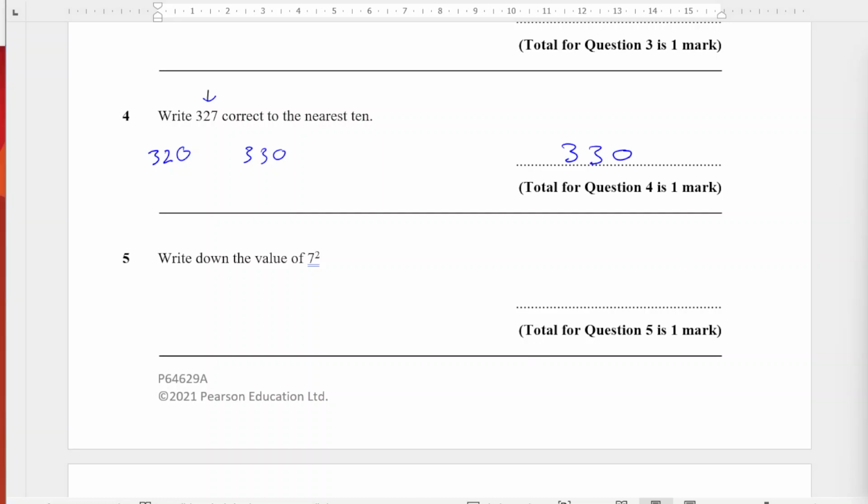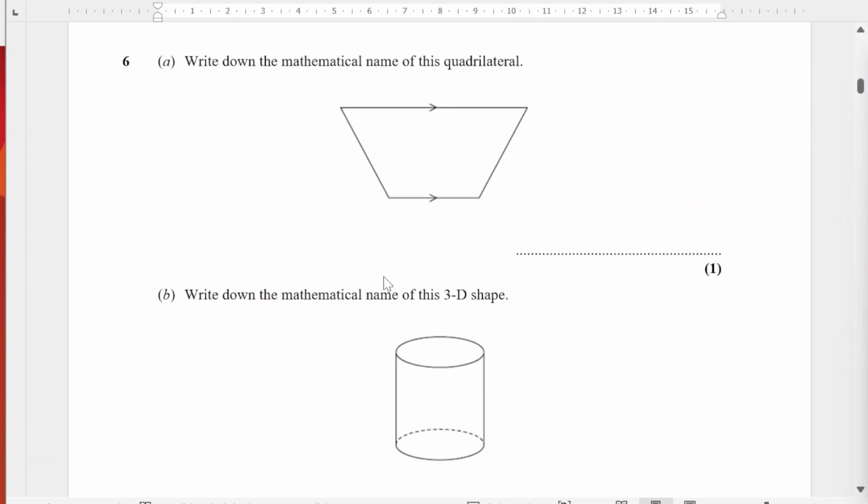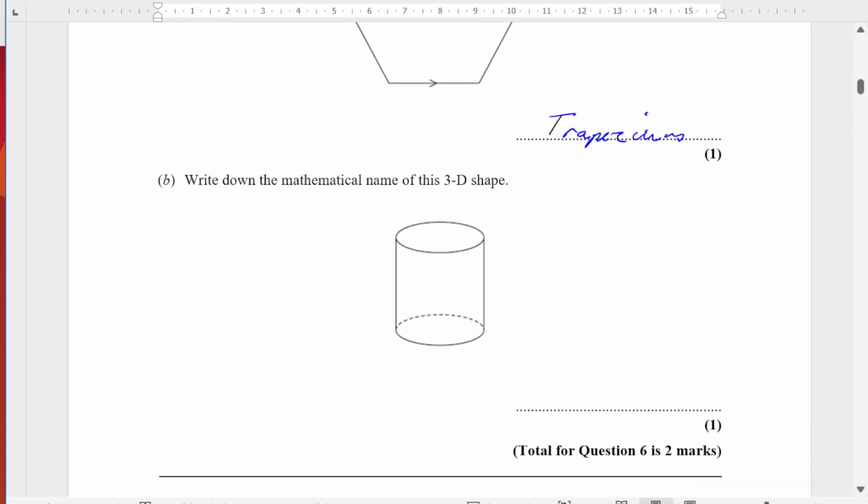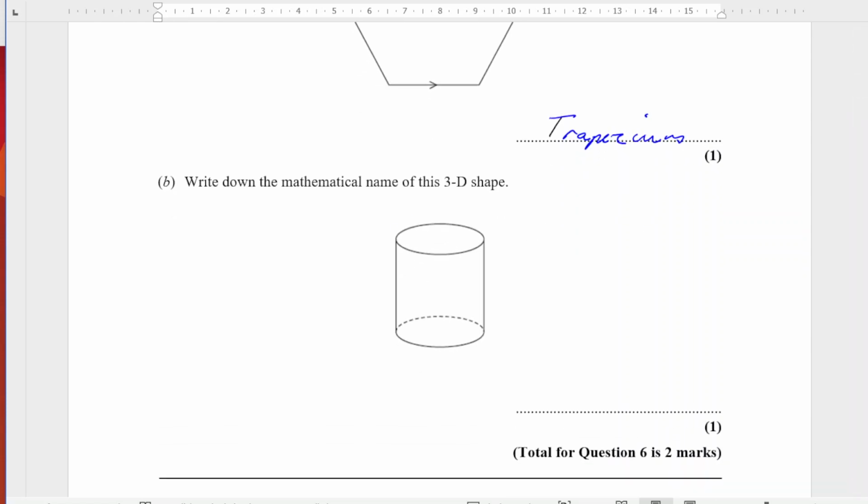And question 5, write down the value of 7 squared. That means 7 times 7. So 7 times 7 is 49. Okay, question 6, write down the mathematical name of this quadrilateral. So we've got 2 parallel sides, and that's it. So that's going to be a trapezium. And part B, write down the name of this 3D shape. So we've got a circle on the top, circle on the bottom, and a uniform shape all the way through. So that would be a cylinder.